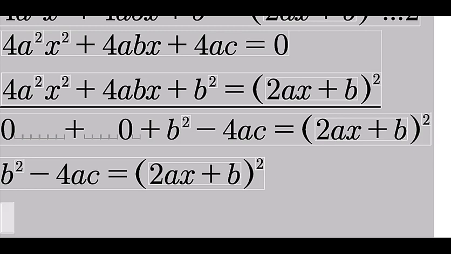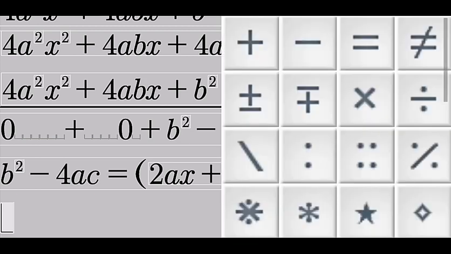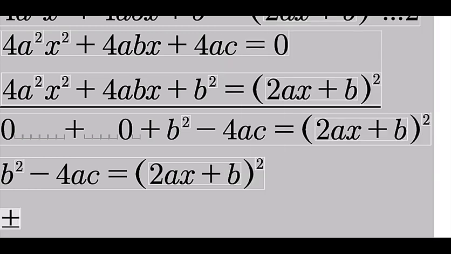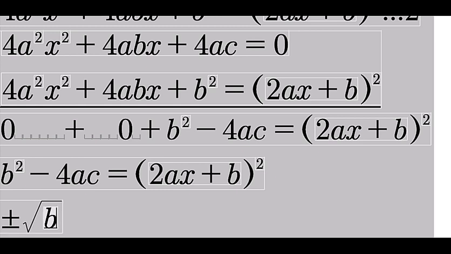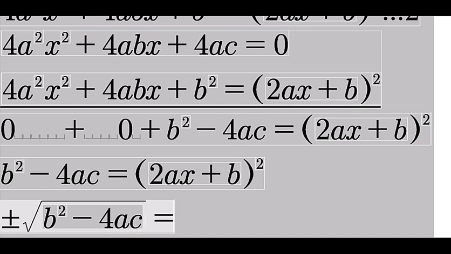Or simply we can say take the square root of both sides. Okay, and that gives me plus or minus the square root of b squared minus 4ac. Okay, b squared minus 4ac, the b is squared. Equal to, when you take the square root of the right hand side, which is equal to the power 1 over 2, we cancel the power 2. So I'll be left with 2ax plus b.